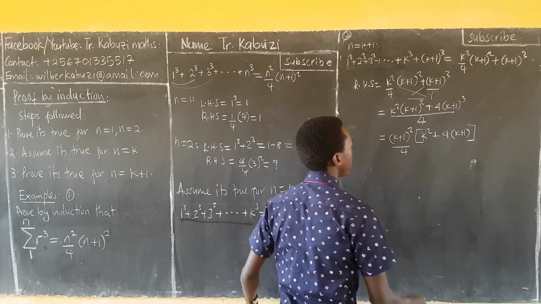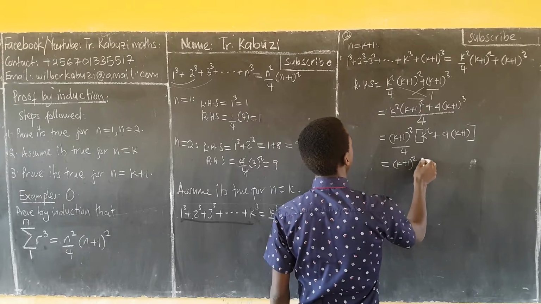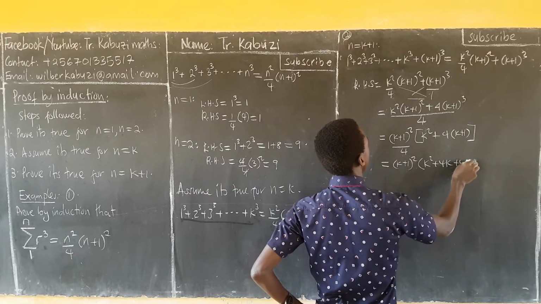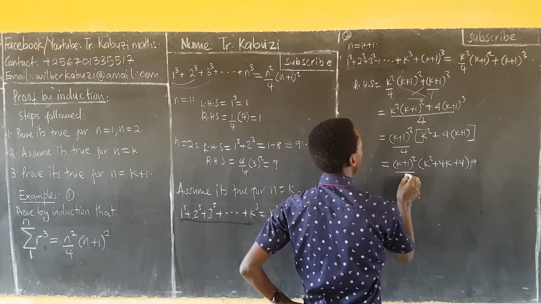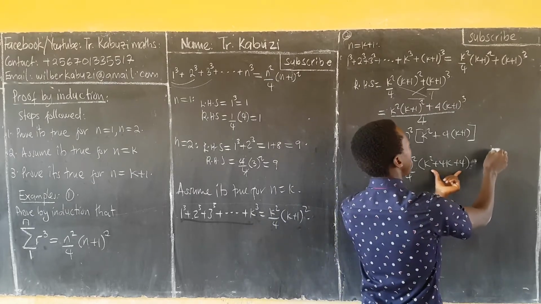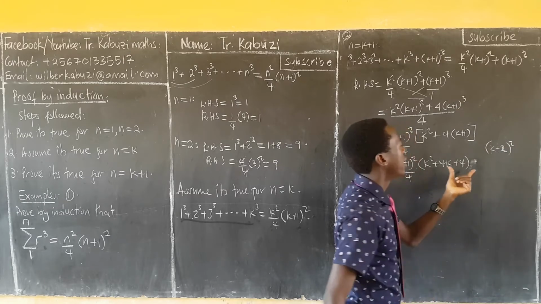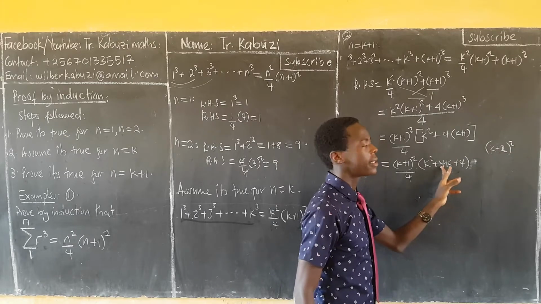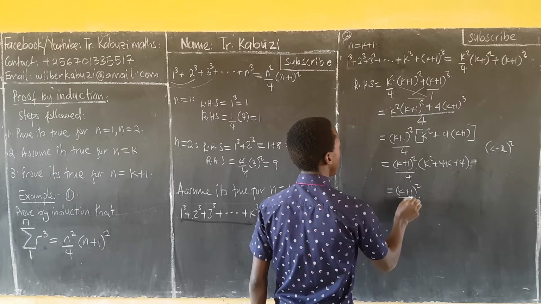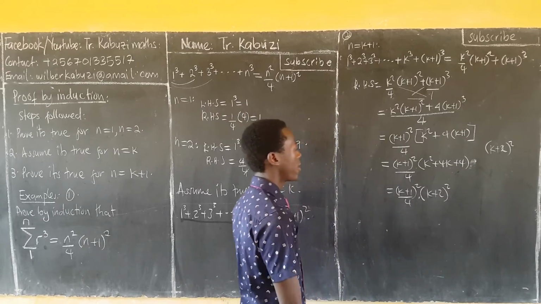Now, you can open the brackets here. So we have k plus 1 squared into k squared plus 4k plus 4, the whole over 4. Now, this is a perfect square. We can write this as k plus 2, the whole square. If I expand this, I get this. So this will be k plus 1 squared over 4 into k plus 2, the whole square.